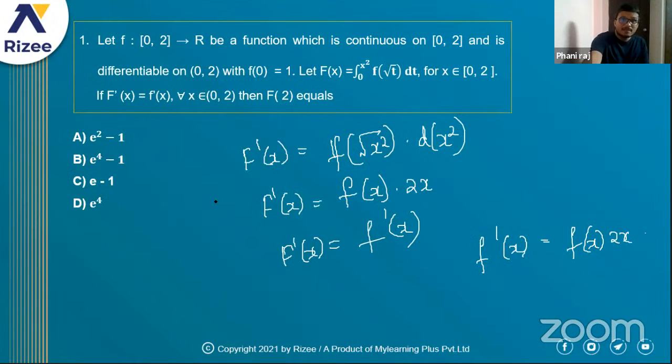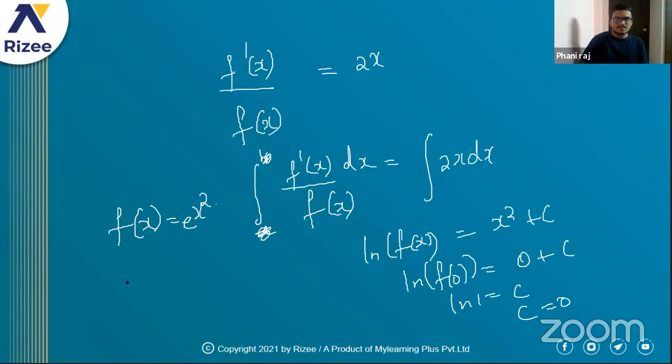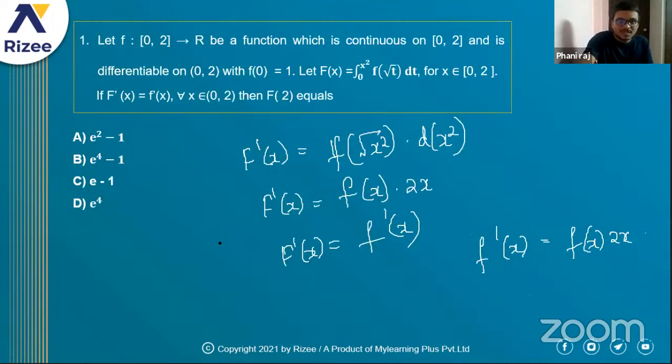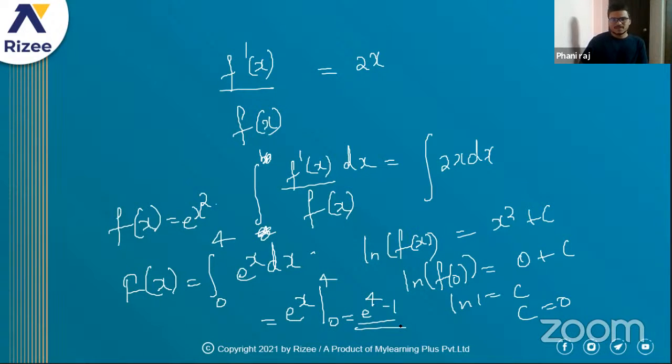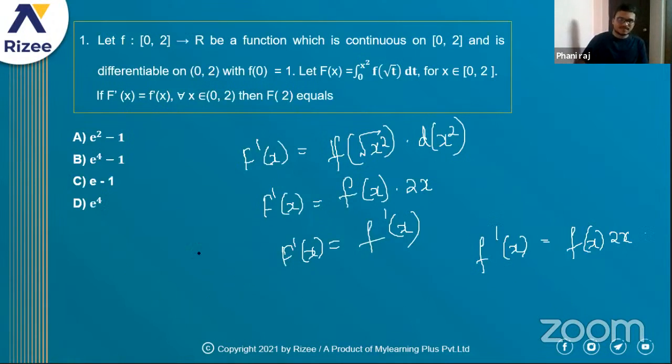So you need to find capital F of x. Capital F of x equals integral 0 to 4, since x square is 4, e power x dx. Why is that so? Square root, no? So that is e power x dx. This is same as e power x from 0 to 4. So it is equal to e power 4 minus e power 0, which is 1. So e power 4 minus 1 is the answer.